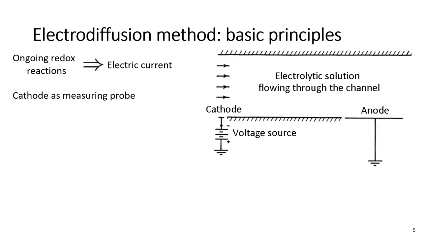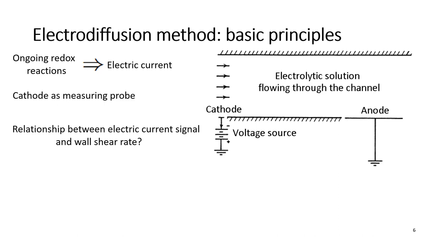The name of this method is the electrodiffusion method, for which four basic ingredients are defined: cathode, anode, voltage source, and electrolytic solution. Thanks to the ongoing redox reaction on the surfaces of the electrodes, electric current is flowing through the circuit, and the cathode is used as the measuring probe. And now it is necessary to somehow connect the measured quantity, which is the electric current signal, with the desired quantity in the form of wall shear rate.